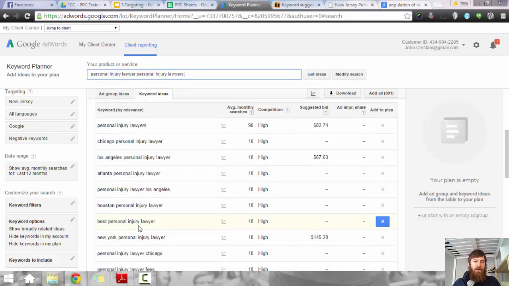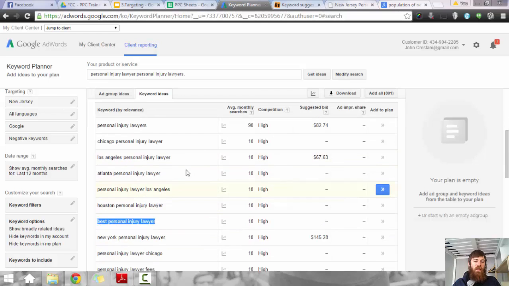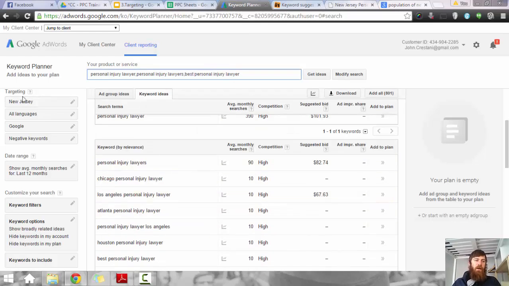So keep in mind all these, like Houston personal injury lawyer. If people are searching these in New Jersey, we've got to negative those out. Our targeting is set to New Jersey, so why would people be searching Chicago personal injury lawyer? That throws a little wrench in what we're trying to do.